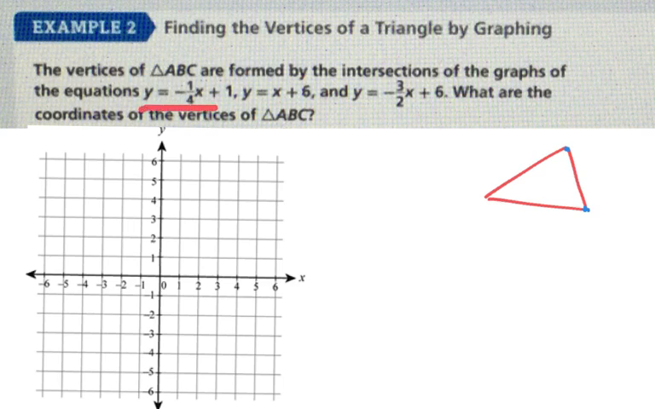We've got y equals -1/4 x plus 1. So my y-intercept is +1. So I go to +1 and I plot my point.